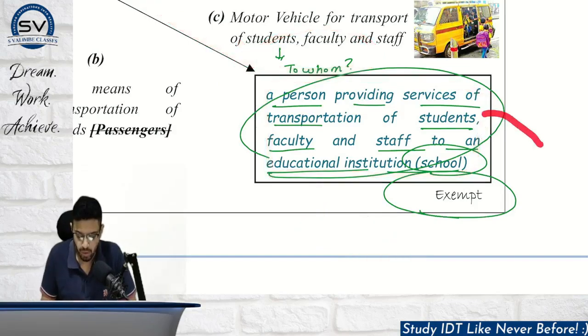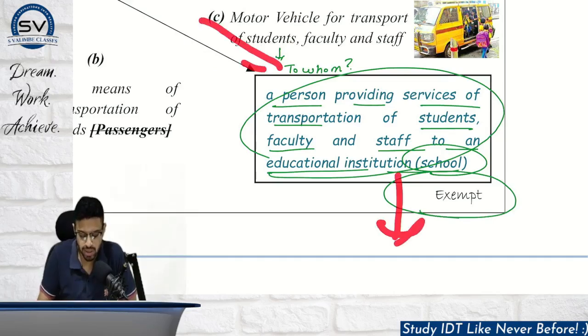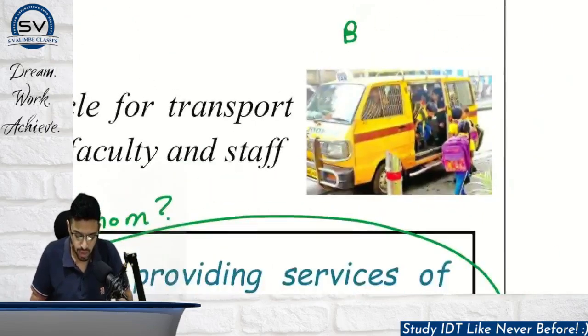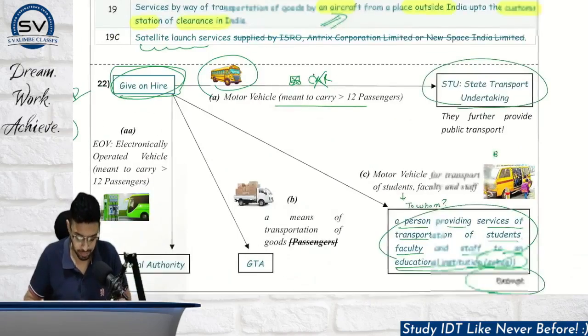If this person is providing transportation service to a college or a vocational training institute, then the exemption will not apply, because that service is not exempt. So here also exemption will not be given. Logic is, his output service is exempt, so his input is also made exempt. Okay, so that's why I have made an example of a school. These examples and pictures, I think, will help you to retain things better.